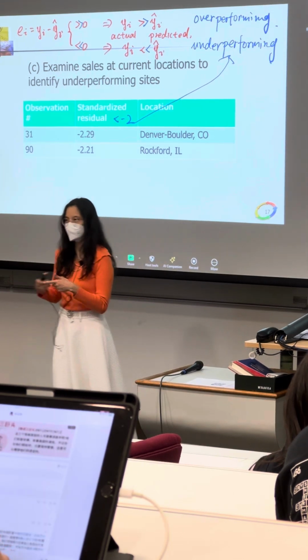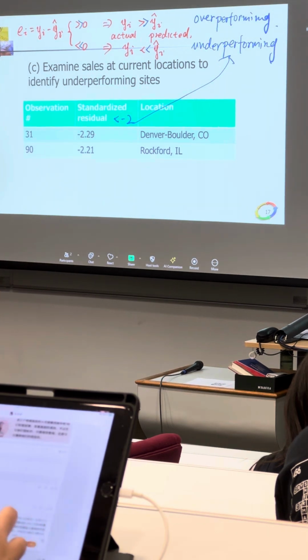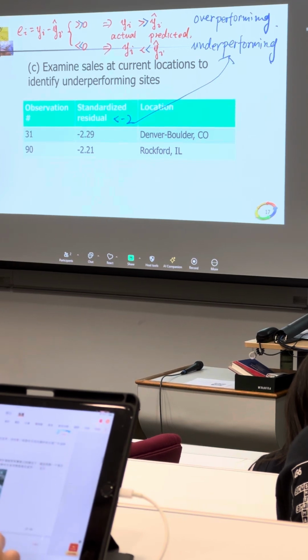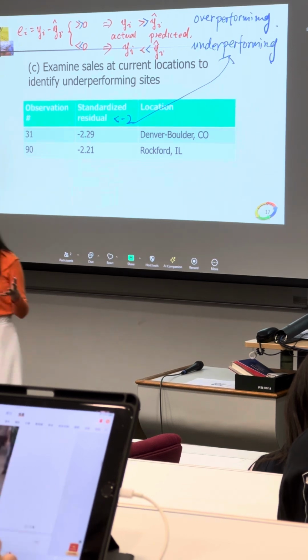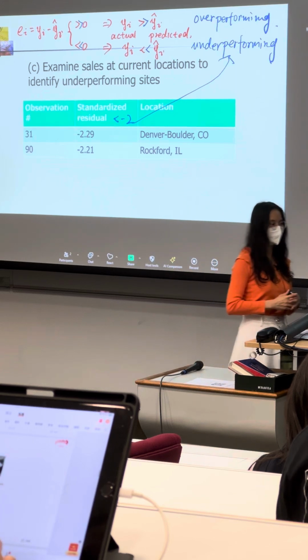If that's the best they can do, we cannot improve anything. When the profit is less than 0, that means you're losing money. You can consider closing those pharmacies to stop the loss for the pharmacy chain in general. So this is what you can look at when you identify the underperforming sites.